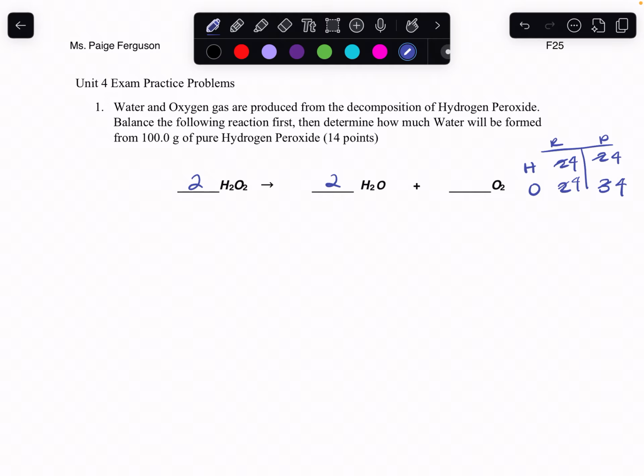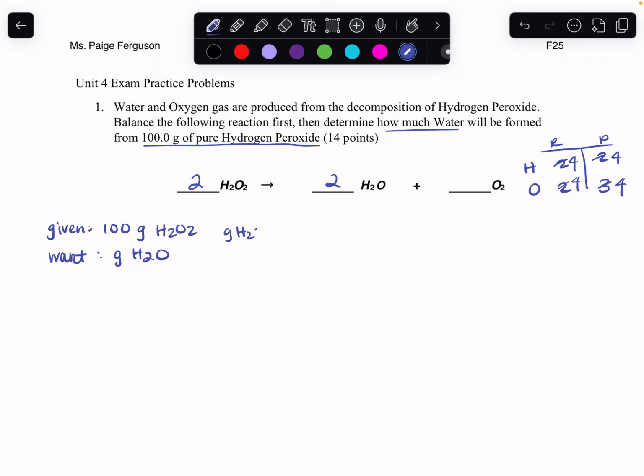Next step, I'm going to pick out what I'm given in this question. They give me 100 grams of pure hydrogen peroxide. Nice. 100 grams, and you got to know what hydrogen peroxide is. It's going to be the H2O2. And what they want to know is how much water will be formed. That's grams of water.